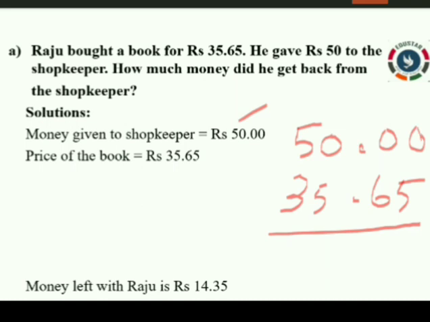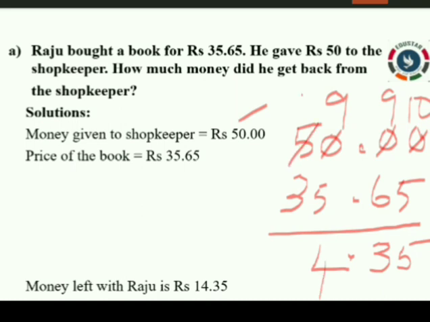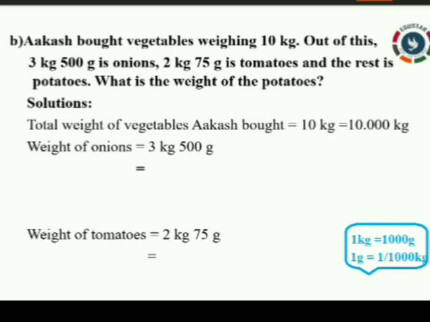Shall we do? Yes, this is 10. So 10 minus 5 is 5. Borrow concept. So this is 9. 9 minus 6 is 3. This become 9. So 9 minus 5 is 4. This become 4. So 4 minus 3 is 1. So answer is 14.35. Raju gets back from the shopkeeper 14.35, which means 14 rupees 35 paise.